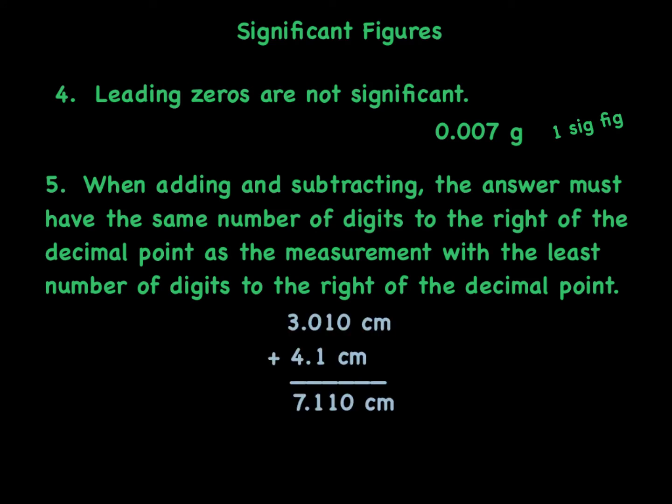So for adding and subtracting, our first measurement goes out 3 places after the decimal. Our second measurement goes out 1 place after the decimal, to the 10th place, which means our answer is going to have to also be rounded to the 10th place. So we would express this in terms of correct sig figs as 7.1 centimeters.